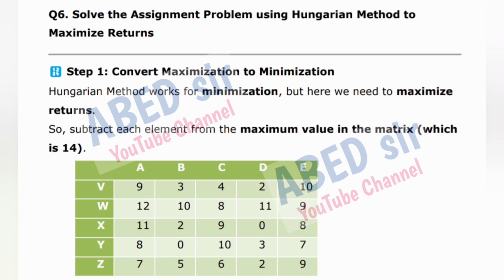Step 1. Convert maximization to minimization. Hungarian method works for minimization, but here we need to maximize returns. So, subtract each element from the maximum value in the matrix, which is 14. A, B, C, D, E. V: 9, 3, 4, 2, 10. W: 12, 10, 8, 11, 9. X: 11, 2, 9, 0, 8. Y: 8, 0, 10, 3, 7. Z: 7, 5, 6, 2, 9.